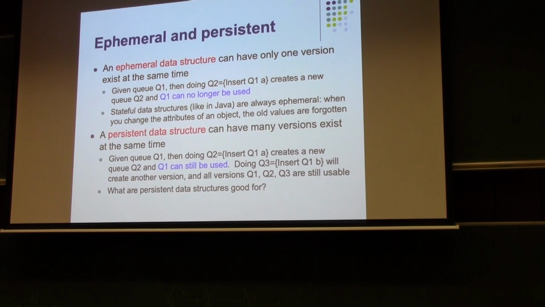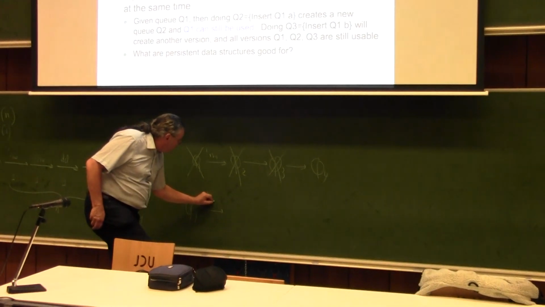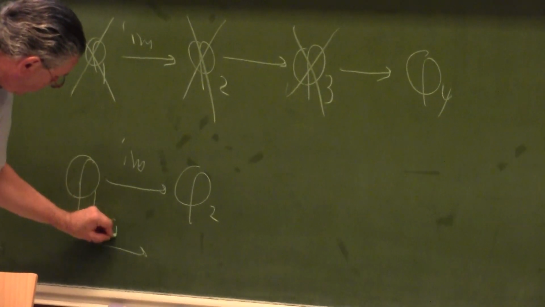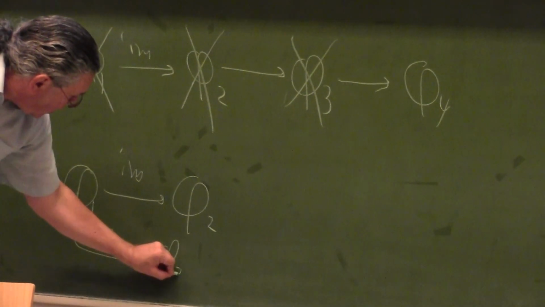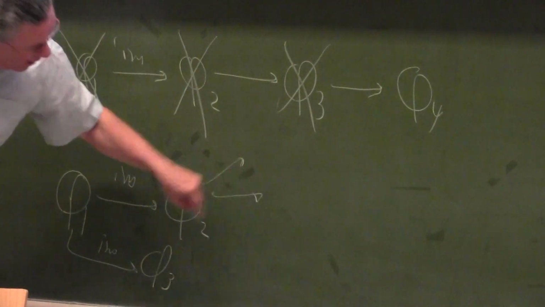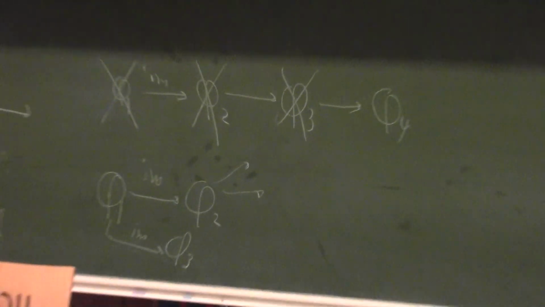So you can have many, many versions. The way it works is if I have Q1 and I do an insert, I have Q2, but Q1 is still existing. So if I do another insert from Q1, it works. And now I have two versions. And I can keep going, and I can create many versions each time.